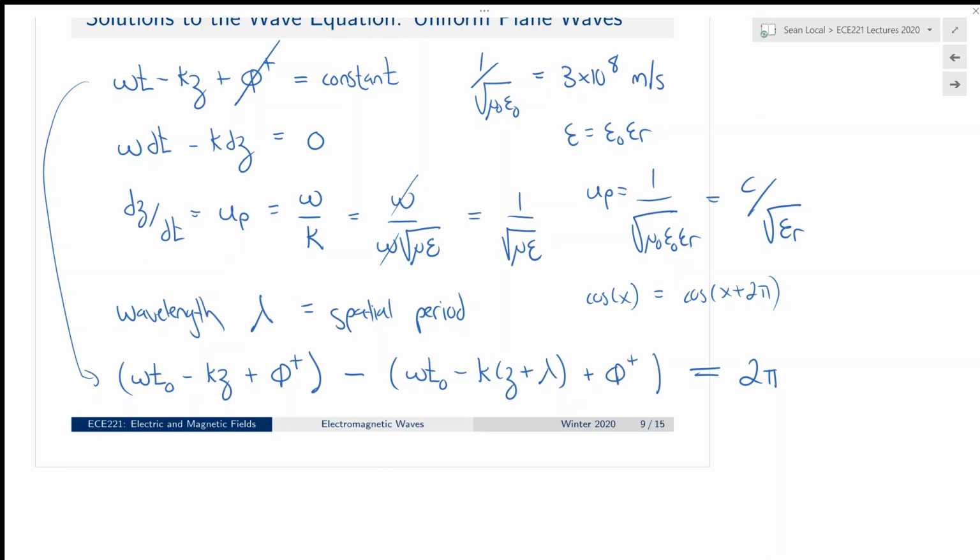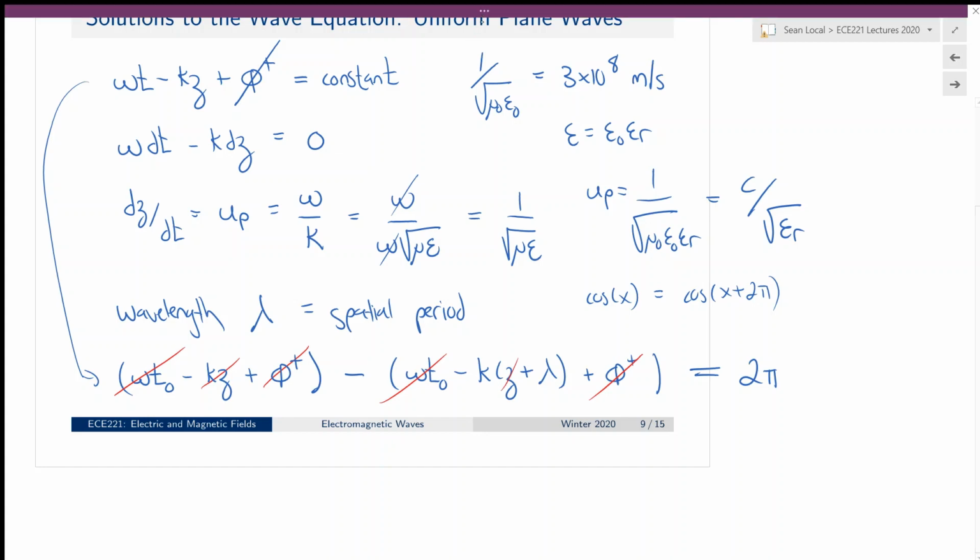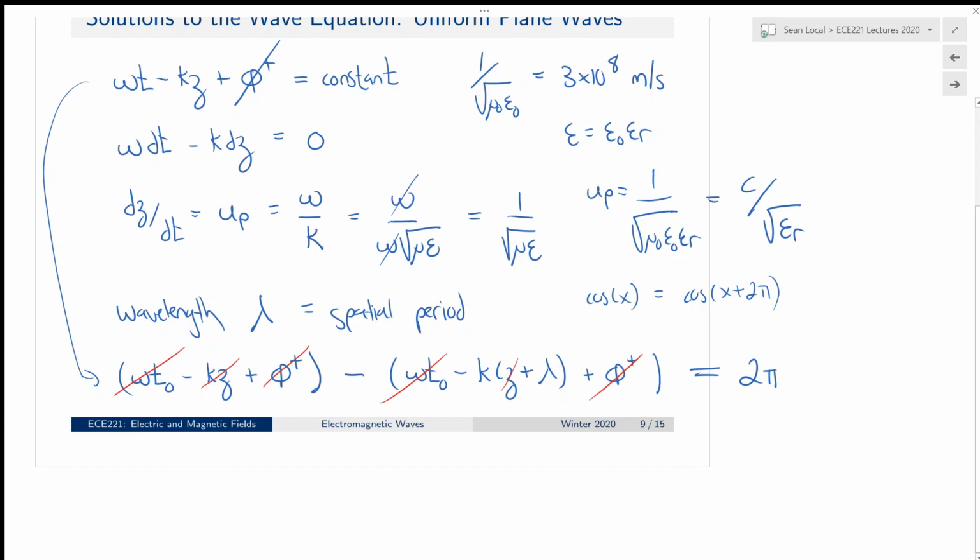So this difference must be 2 pi, and many of these terms are obviously going to cancel because we're evaluating at the same time. This constant here, phi plus, doesn't matter, and this kz is going to cancel with this kz here. So what we're going to be left with is an expression that says that k lambda equals 2 pi. And so we can solve for lambda in terms of the wave number as 2 pi over k.